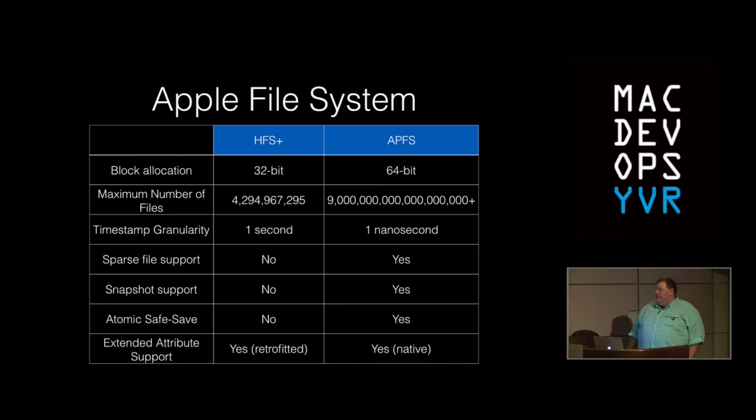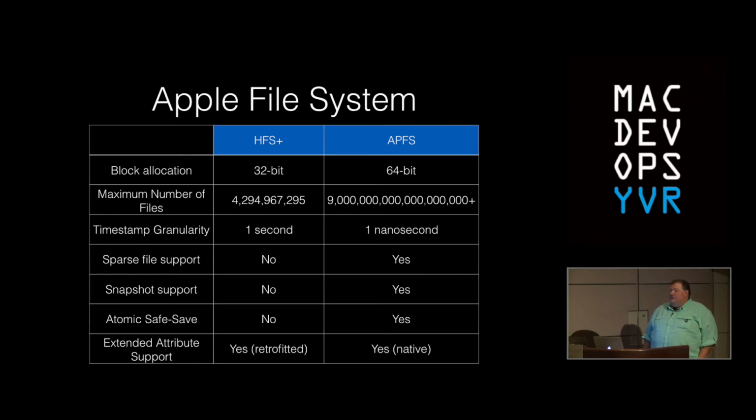So APFS includes a number of features that are not currently available in HFS Plus. One is they've upgraded block allocation to now use 64-bit integers. And that means that APFS can support over 9 quintillion files on a single APFS volume. And this is in place of HFS Plus's 4 billion and change on a single volume. Also, APFS does support nanosecond timestamp granularity. This improves on HFS Plus's 1 second timestamp granularity.